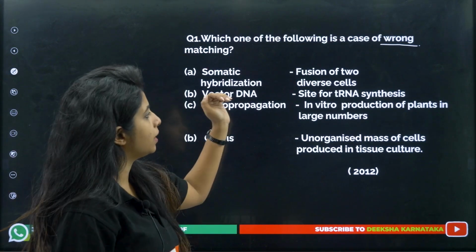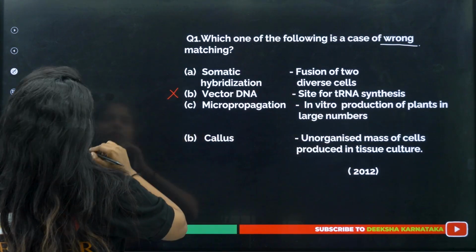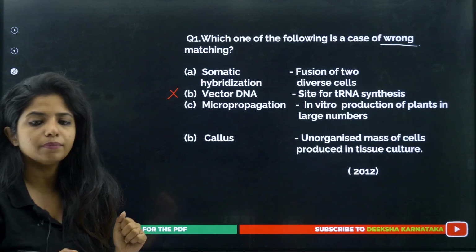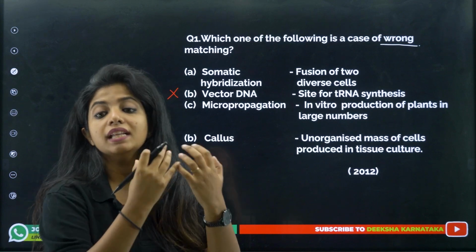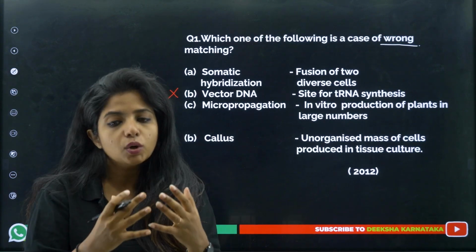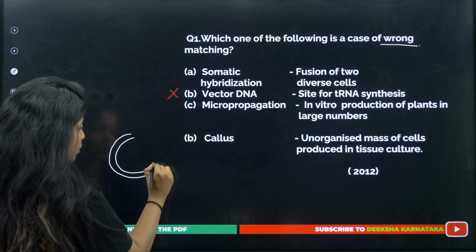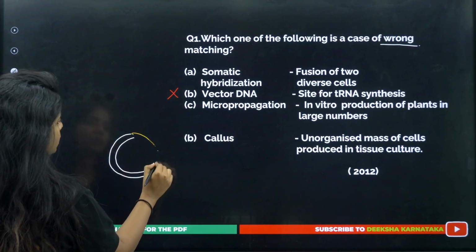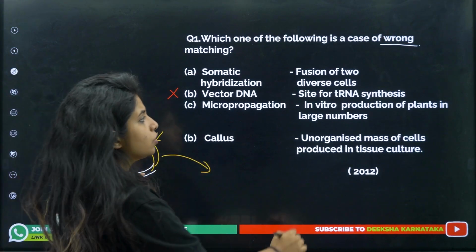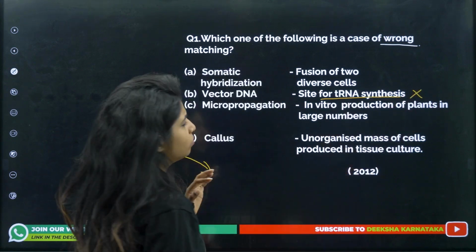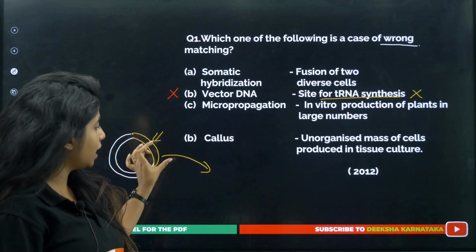Now going ahead, vector DNA. Vector DNA is the site for tRNA synthesis. That is kind of wrong. Vector DNA is basically, for example, if I have Salmonella typhimurium, a bacteria, and I want to put its plasmid inside E. coli, I do some alteration and then put it in. This plasmid, which belongs to Salmonella typhimurium, is my vector DNA, with my gene of interest, and I am putting it in the next organism. So it does not have anything to do with the site for tRNA synthesis. No, that's wrong. Vector DNA is responsible for carrying the gene of interest.